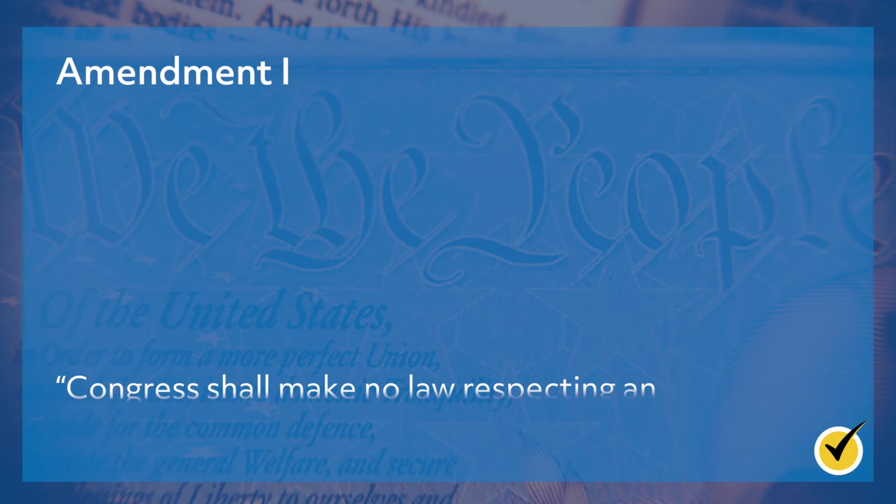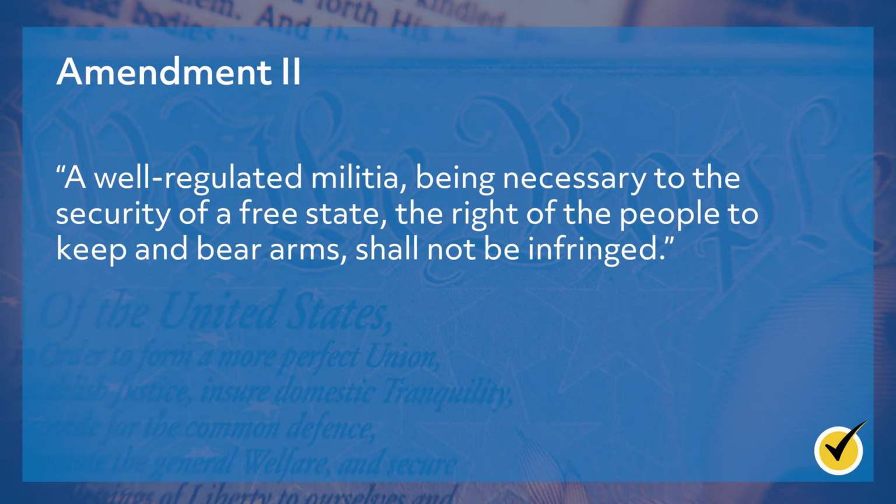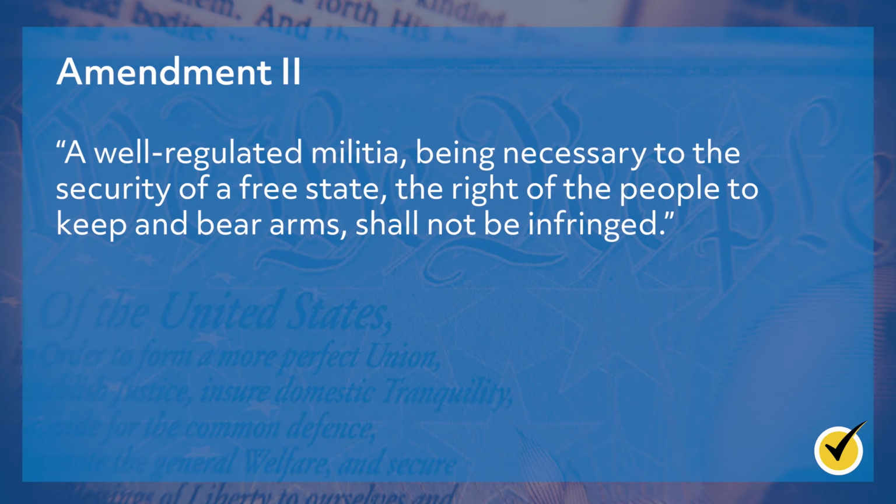Amendment 1. Congress shall make no law respecting an establishment of religion or prohibiting the free exercise thereof, or abridging the freedom of speech or of the press, or the right of the people peaceably to assemble and to petition the government for a redress of grievances. Amendment 2. A well-regulated militia, being necessary to the security of a free state, the right of the people to keep and bear arms shall not be infringed.